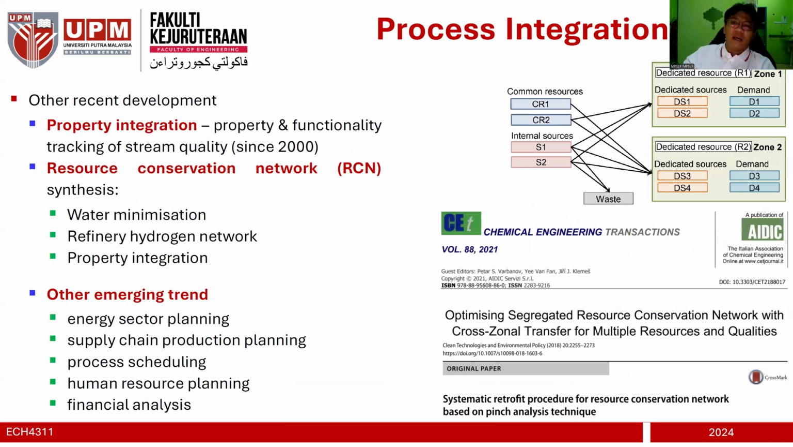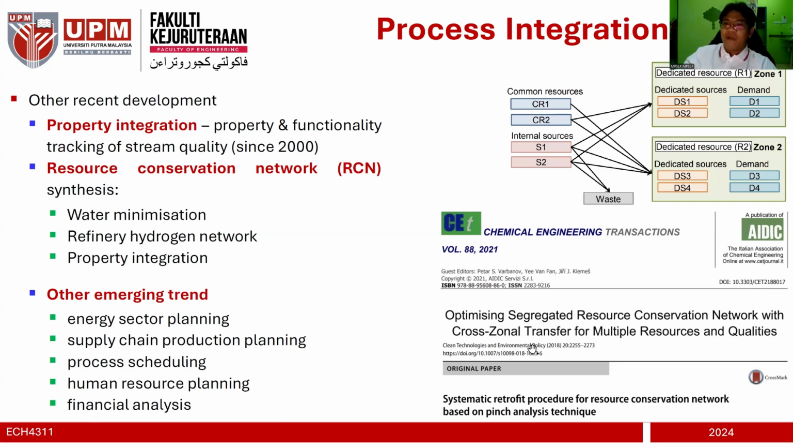I think this is the last slide, but one thing for me to highlight here is what's really happening these days. In addition to mass integration and heat integration, there is property integration. You can just take a look: water minimization, refinery hydrogen network, and energy sector planning. They do these integration processes to minimize energy sector supply chain process scheduling, to make our process schedule more optimal. Financial analysis is also being done.